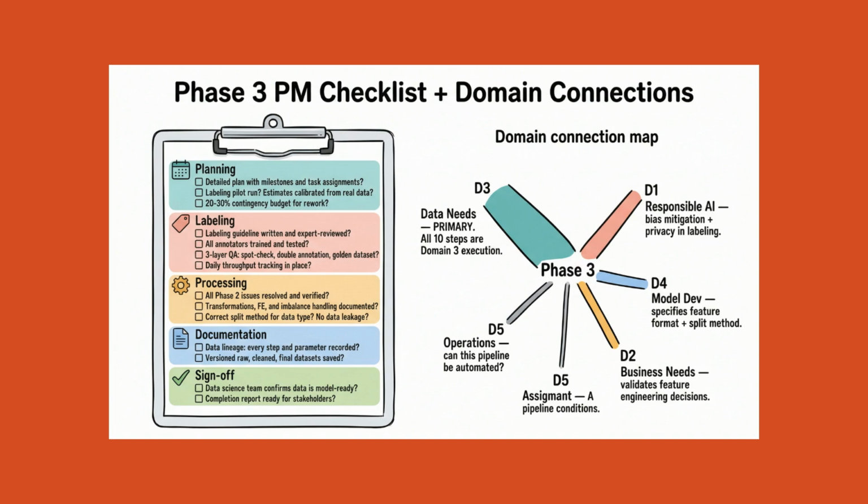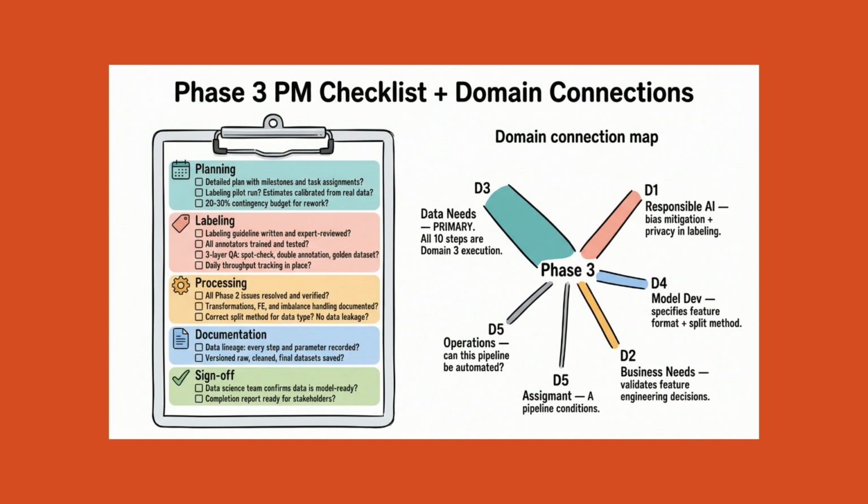For labeling, has the labeling guideline been written and reviewed by domain experts? Have all annotators been trained and tested before full-scale work began? Is there a multi-layer quality assurance process in place? Spot checks, double annotation, golden dataset? Is labeling throughput being tracked daily?